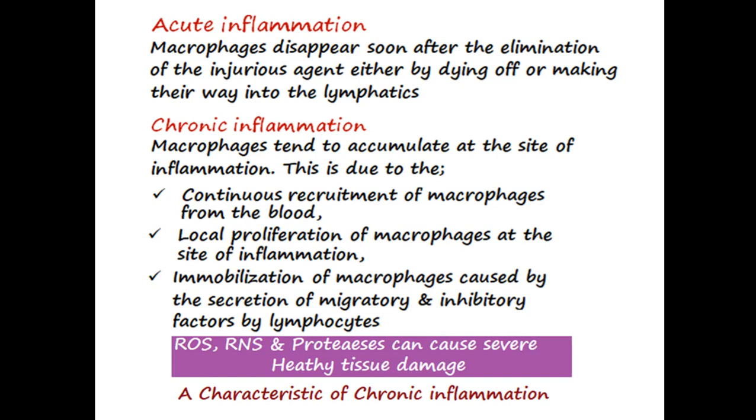Sometimes there is local proliferation of macrophages at the site of inflammation, which we can say is a type of local clonal expansion, in which the macrophages proliferate and form a large number of mononuclear macrophages to fight against the invading agent. And in chronic inflammation, the macrophages are immobilized, so they do not go into the lymph nodes and stay at the site of the chronic inflammation. This immobilization of the macrophages is caused by the secretion of migration inhibitory factors by the activated T lymphocytes. They don't allow the macrophages to leave the battlefield.